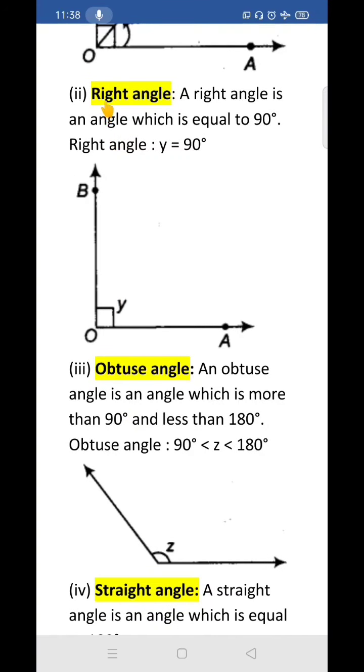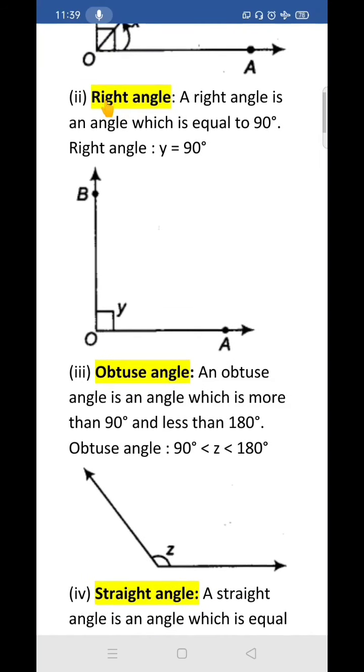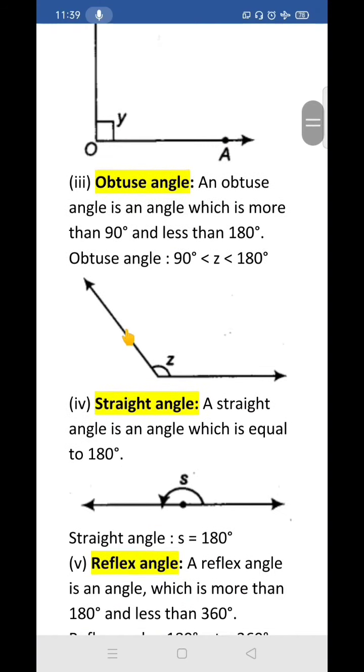So what is the meaning of right angle? A right angle is an angle which is equal to 90 degree. It is an angle which is exactly equal to 90 degree, that is called a right angle. Now the next thing is what?